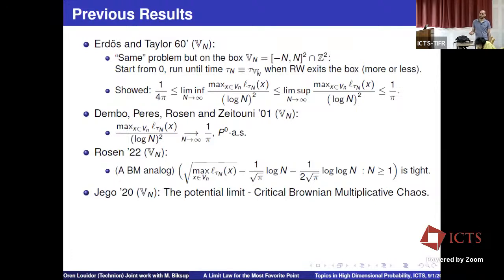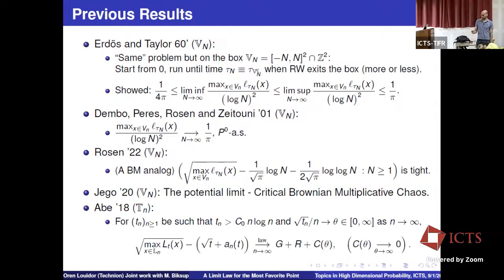So what is the shift? The shift would be the total mass of a random measure, which is called critical Brownian multiplicative chaos. I'm not going to get into this. It's an object that was introduced by a few people independently. One of them was Hugo in this context in 2020. It encodes more than just the maximum, but also the second maximum and third maximum and so on. So that is the candidate, but there's no proof that this is indeed the limit.